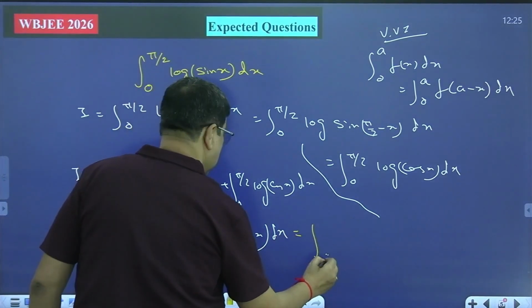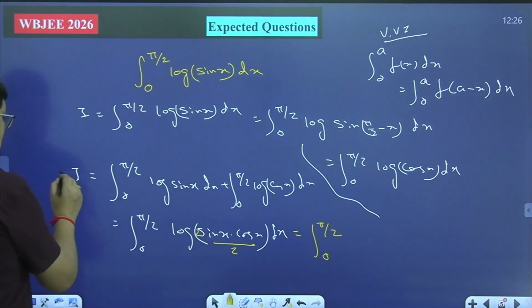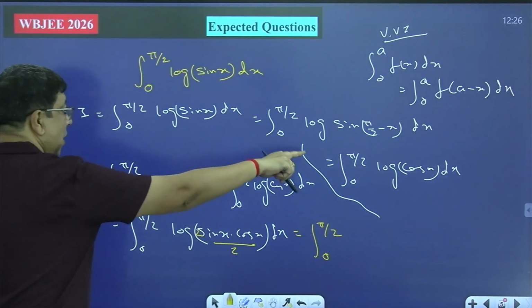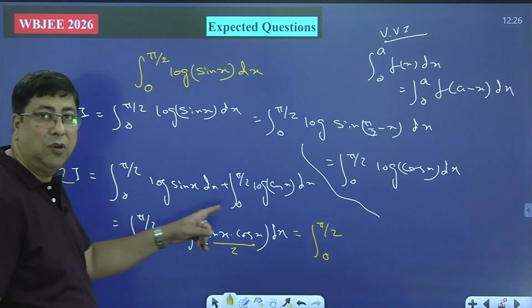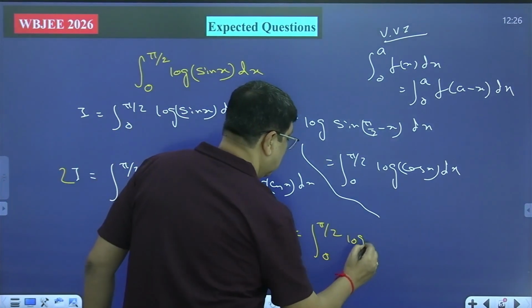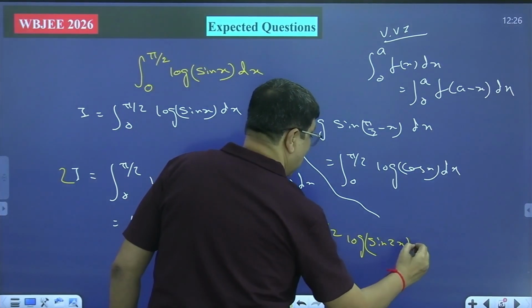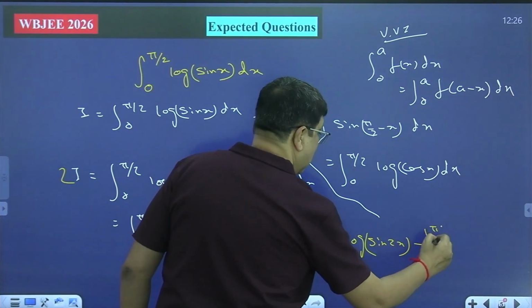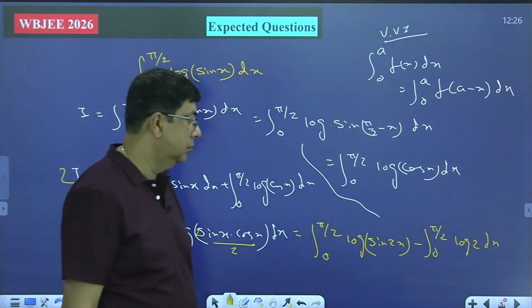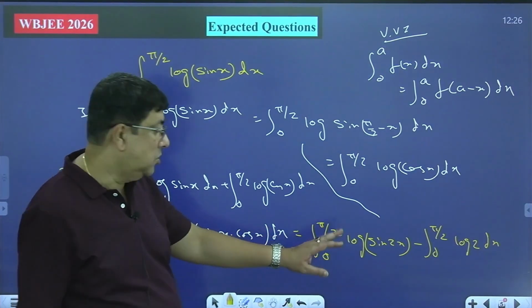Therefore we are getting here integral 0 to pi by 2. This is I plus I, 2I, that is also I, so I plus I is coming to be 2I. So 2I equal to log sin 2x minus integral 0 to pi by 2 log 2 dx. So this is the conclusion we got, that 2I equals this portion.